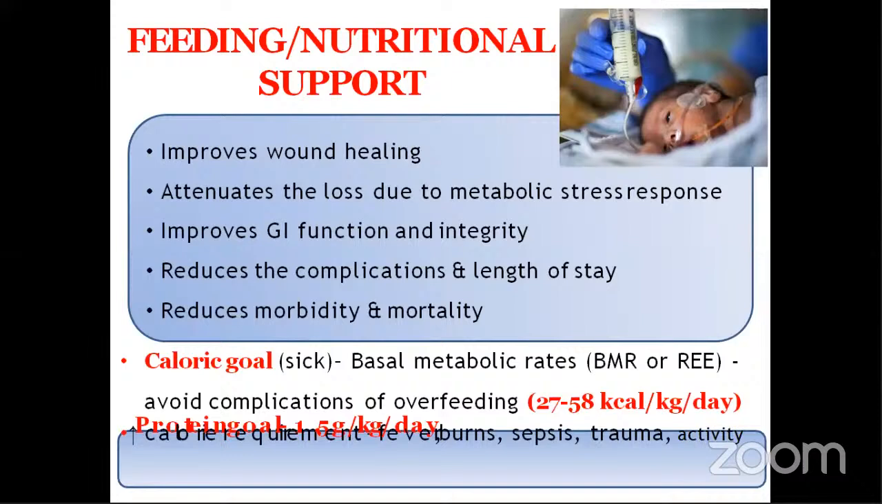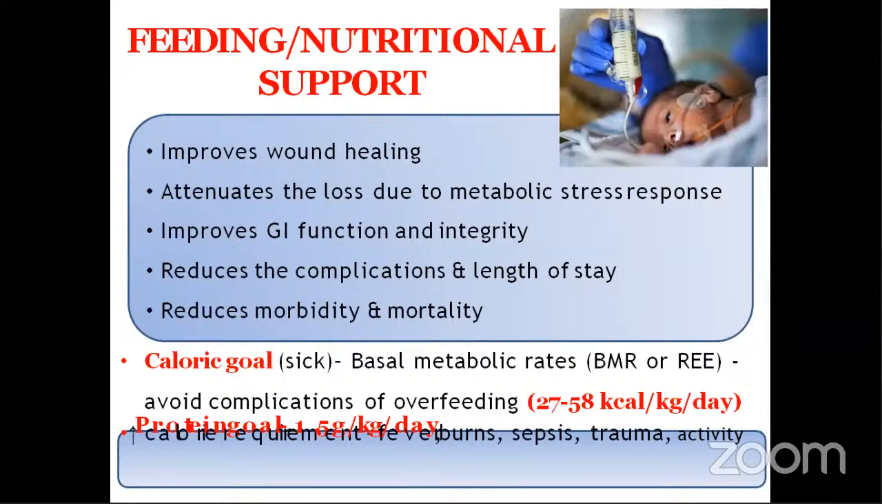Now, remember, in the acute phase of illness, this is not decided by recommended daily allowance or RDA, but it is decided by REE, that is the resting energy expenditure. And the energy intake that you provide should not exceed this REE. Now, there are certain formulas to calculate this, or if we just restrict ourselves to a target between 27 to 58 kilocalories per kg per day, this will provide the energy intake according to REE in critically ill patients. And your protein goal should not exceed 1.5 gram per kg per day.